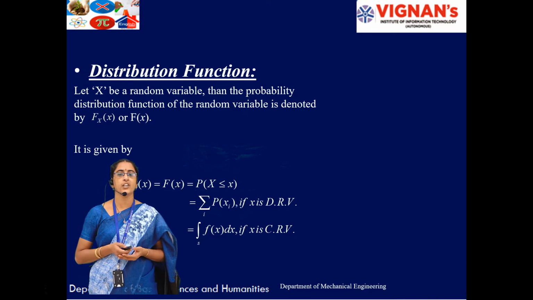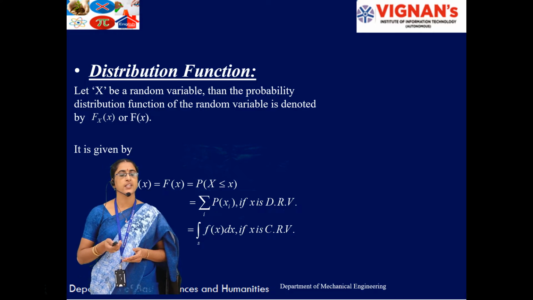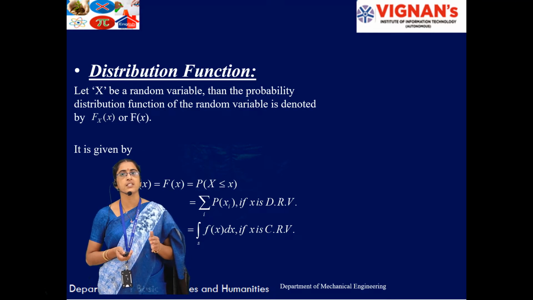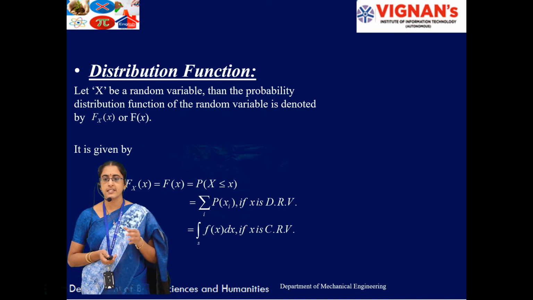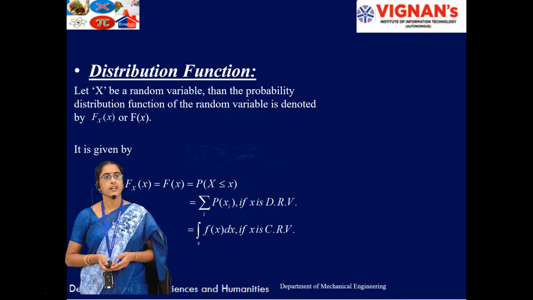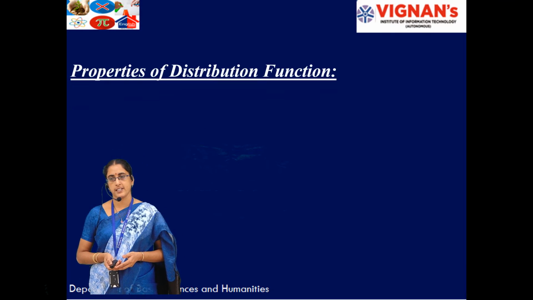So that's a probability of x, right? But when it is a discrete random variable, here I have mentioned as DRV, DRV is nothing but discrete random variable, then it is given by summation of P of x. And when it is a continuous random variable, CRV, then it is the integral of f of x dx, right? So this distribution function has also some properties here, right?